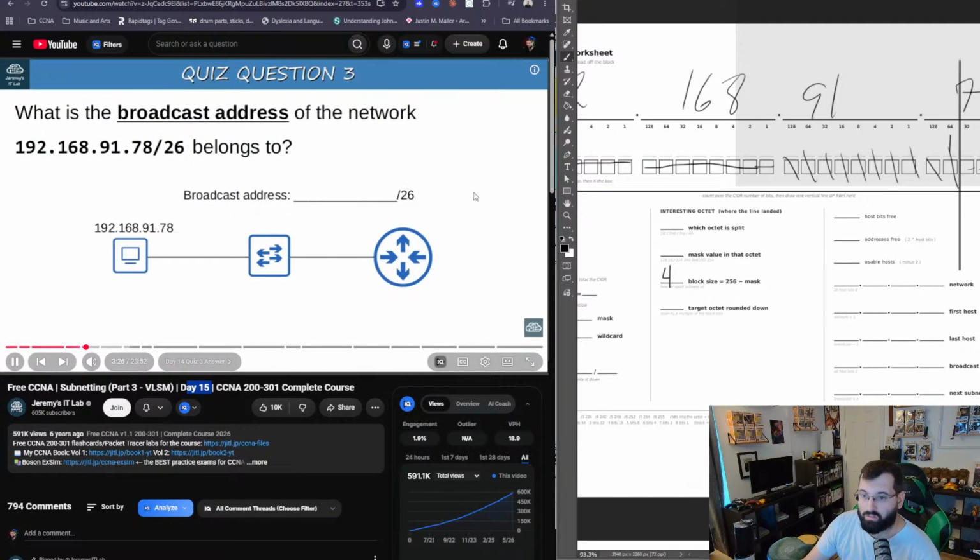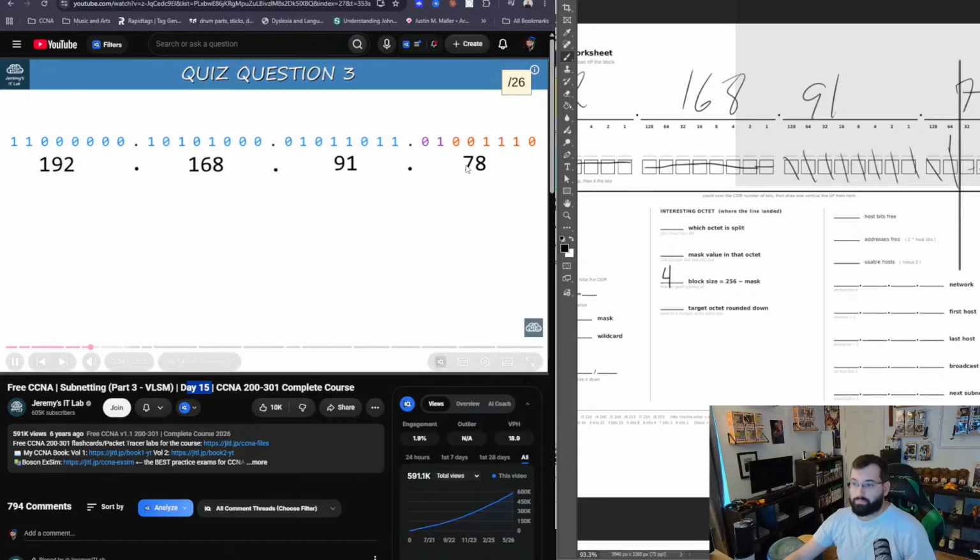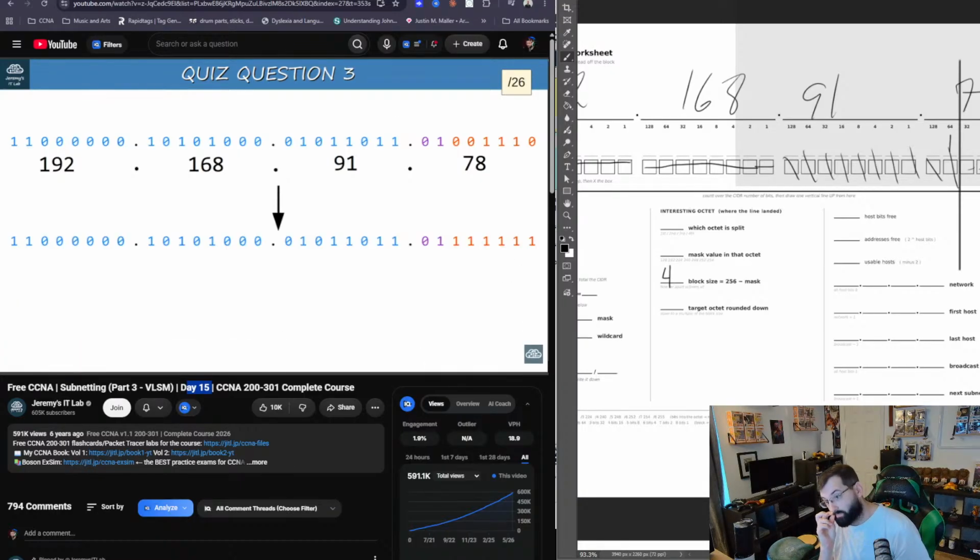So to solve this problem, you follow the same steps as for the previous question, except instead of changing all host bits to 0, you change them to 1. Let's try it out. Write out the address in binary. Then, since we're looking for the broadcast address, not the network address, change all of the host bits to 1. Convert the address back to dotted decimal, and that's the broadcast address for the subnet.